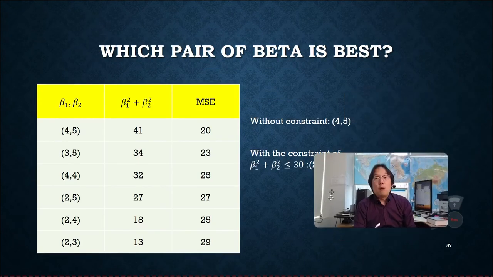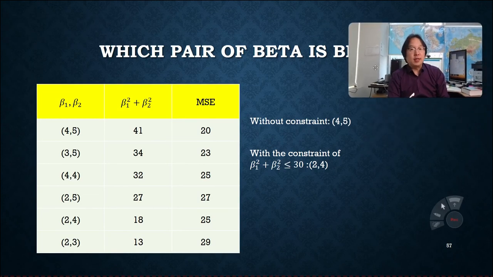So, which pair of betas is best? We have beta 1 and beta 2 pairs that you estimated. Let's say you estimated like this: 4, 5, 3, 5, and so on. Possible betas. Then you can compute the beta squared summation, which is this second column. And you also have the MSE, mean squared error, for each regression result.